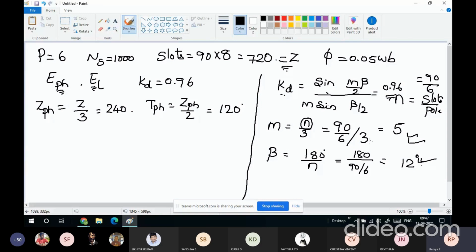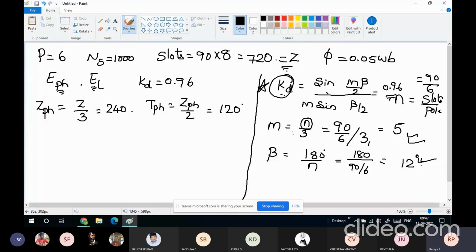Why have I taken this problem? I don't need to calculate this KD at all. I can directly take KD as 0.96, substitute it and find the value. But you should know, if KD is not given directly and they give only slots per pole per phase, how best to use the formula for calculating KD. Getting my point? So KD is 0.96, and it matches.